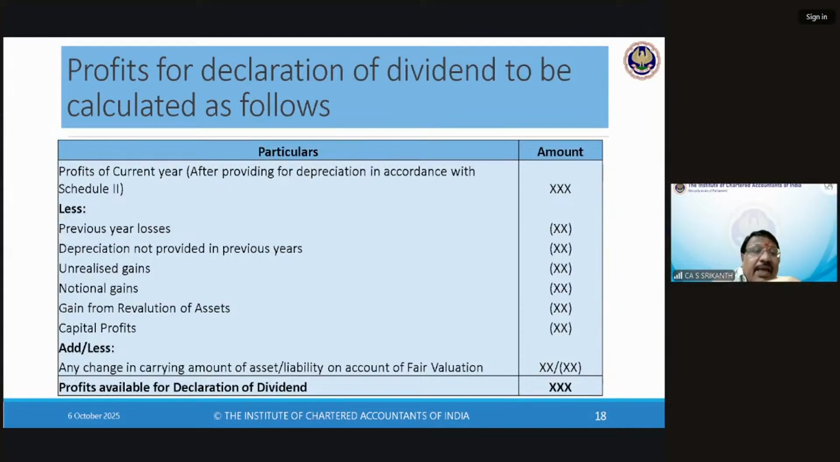Similarly, unrealized gains cannot be taken. But here is where one important exception is there. Friends, suppose the company has a huge capital asset, land and building, etc., that is sold, and that realizes a huge surplus. No doubt it is a capital profit, but it can be used for declaring dividend. There's only one exception: capital profit arising on sale of assets realized in cash. That's a very important condition.